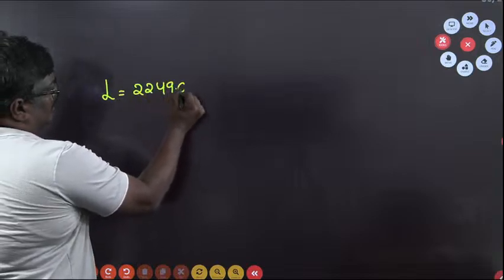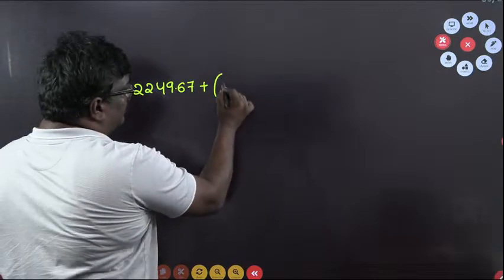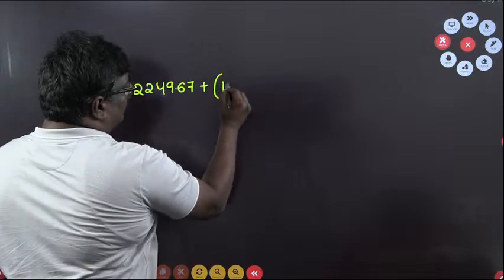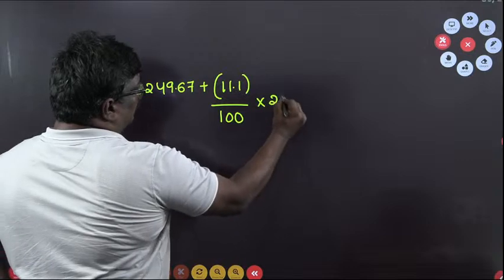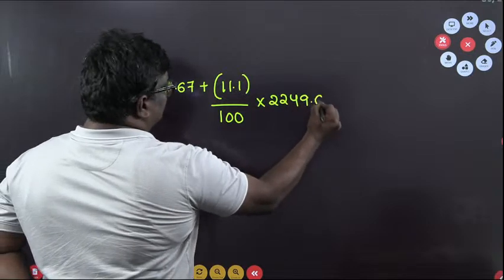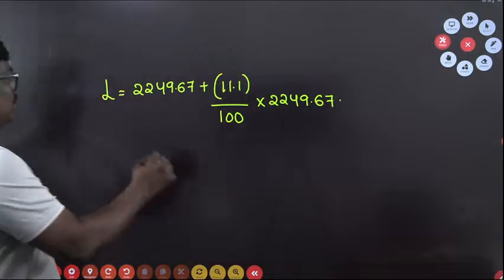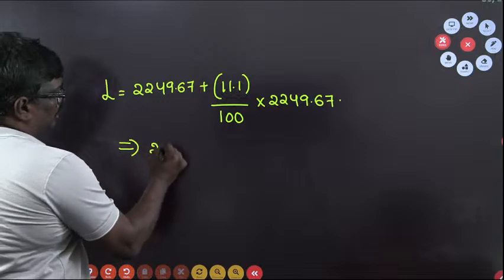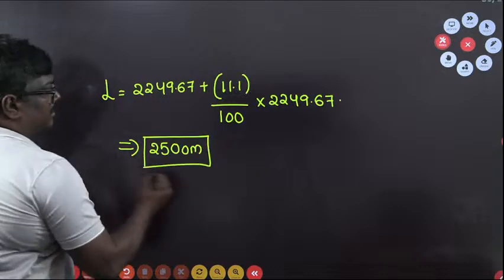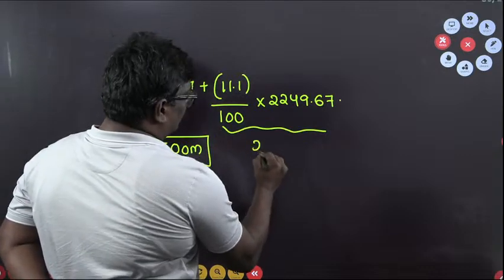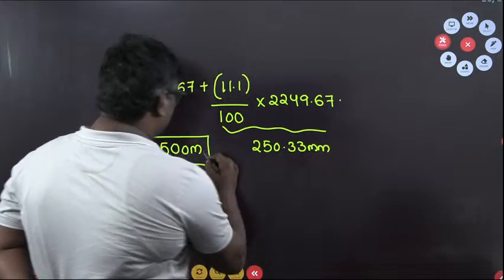Now the corrected length is 2249.67 plus the correction for temperature, which is 11.1 by 100 into 2249.67. Okay, if you solve this, you will get a value of 2500 meter. You will get around 250.33 meter added, roughly. Okay, so the answer here is 2500.